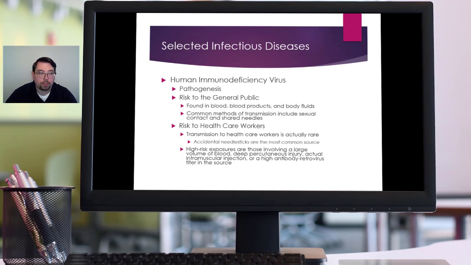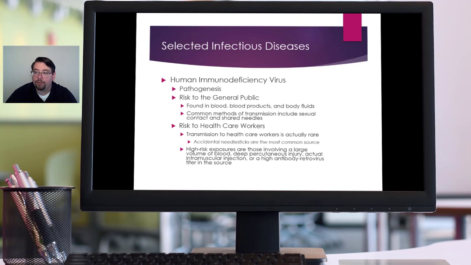So if a patient spits on you or something along those lines, or flings urine at you, it's less likely you're going to pick up HIV because there's no blood involved. But in a number of the other fluids we mentioned, there is. The highest risk exposure involves large volumes of blood or a high antibody titer against a retrovirus in the source patient, deep percutaneous injury, or actual intramuscular injection. So to break that down, in essence, if you're poking yourself with a needle or being exposed to large amounts of blood or other bodily fluids where you have open sores or non-intact skin, your risk of exposure to HIV will go up.